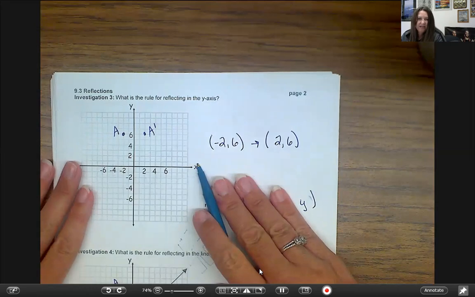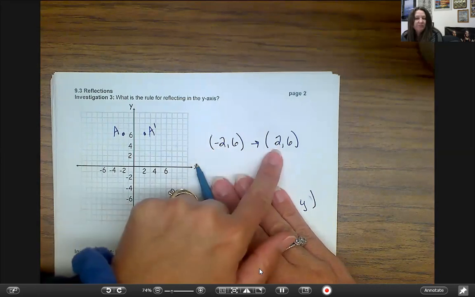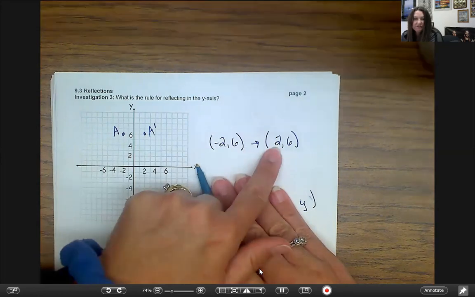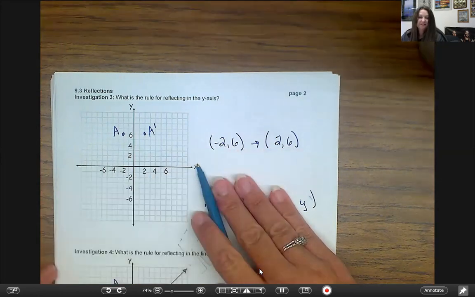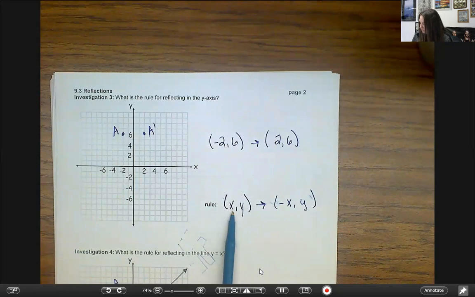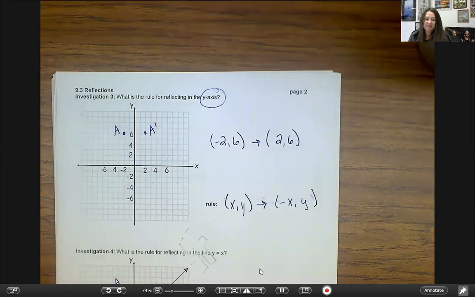So if I look at a rule here, okay, the x-coordinate is going to change to the opposite sign because -2 goes to +2. And the y-coordinate 6 stayed at 6. So when I write that out as an algebraic rule, the pre-image (x, y) will move to the image (-x, y) if you're reflecting over the y-axis.